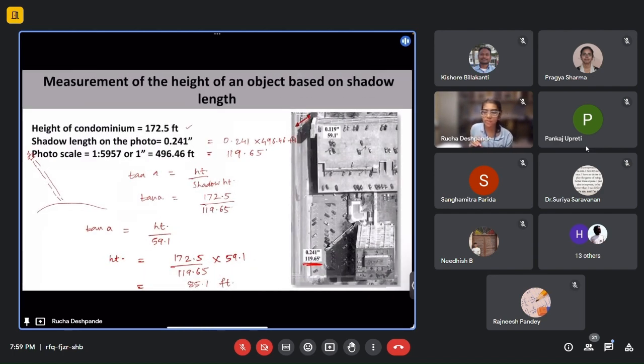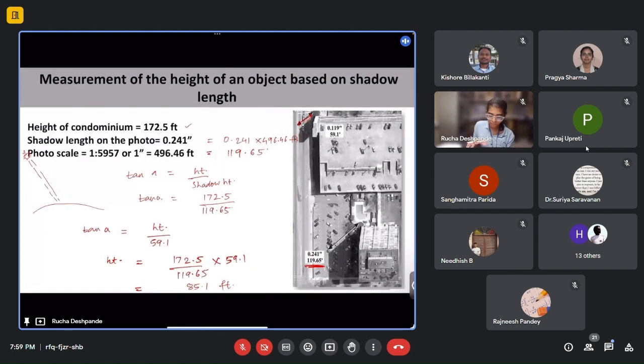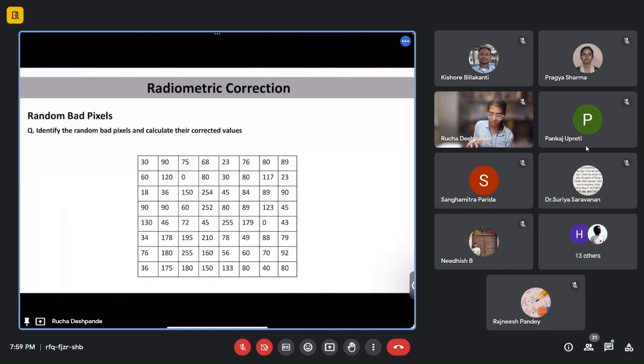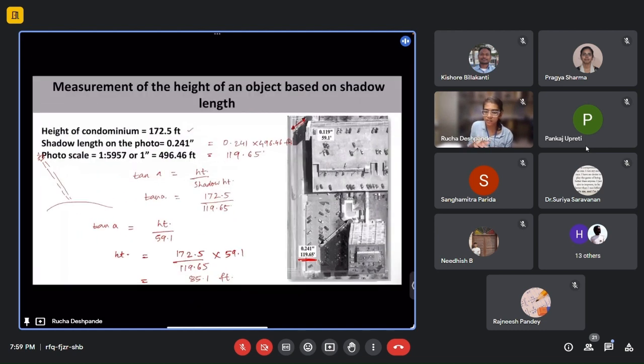Alright, so we will stop here for today's session. There were some problems about radiometric correction that we will do next time. So please let me know if you have any questions.